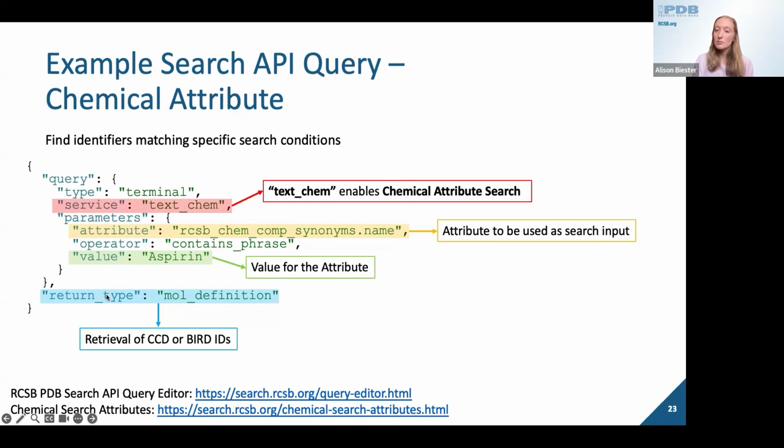Again, as with the chemical similarity search, the return type is specified as molecular definition, such that CCD or BIRD IDs will be returned.